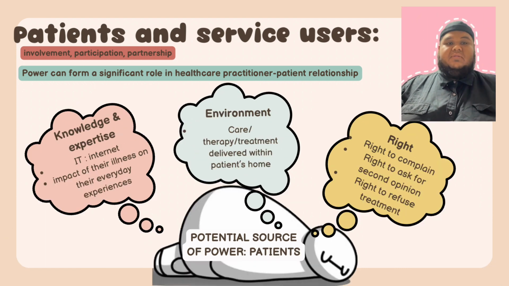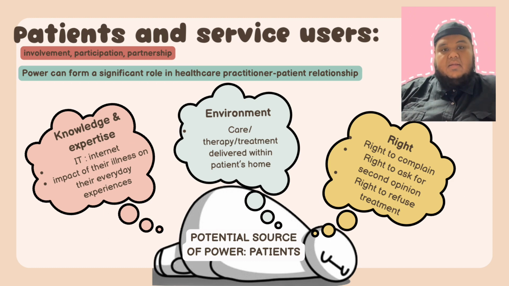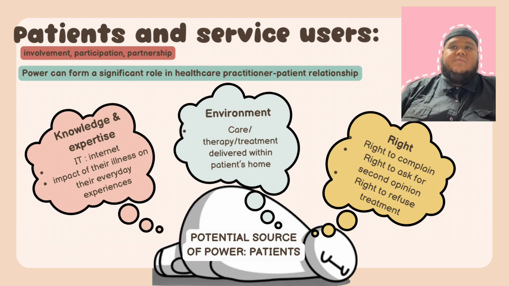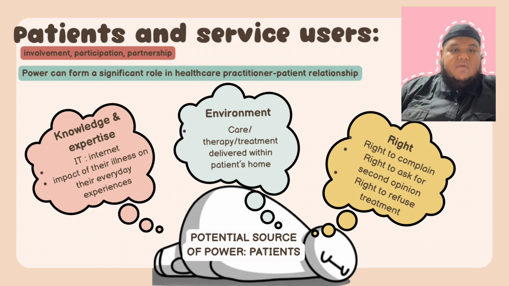And lastly, the potential sources of power of the patient. Patients usually have knowledge and expertise because they get information from the internet. So maybe before they get a consultation from the doctor, they search their illness through the internet. So they ask about what they've been going through, like that. Then there is the impact of their illness on everyday experience. So the knowledge impacts their illness. The more knowledge they have, maybe they will be able to prevent illness earlier. Then the environment: care, therapy and treatment delivered within the patient's home.